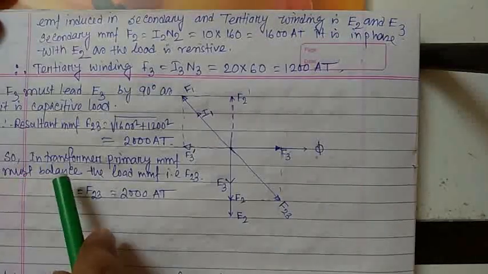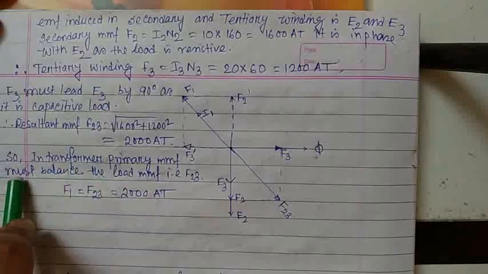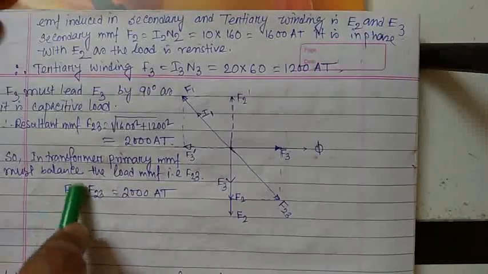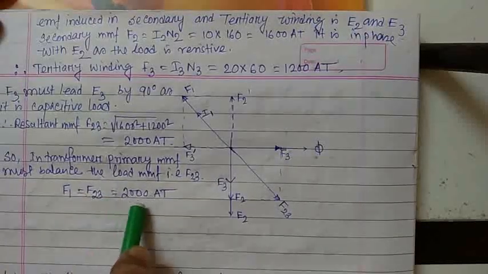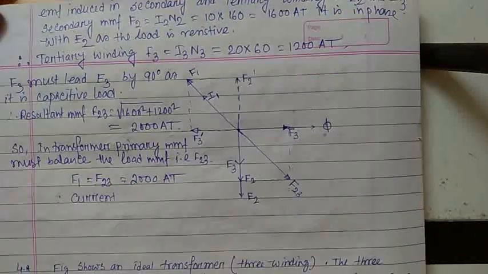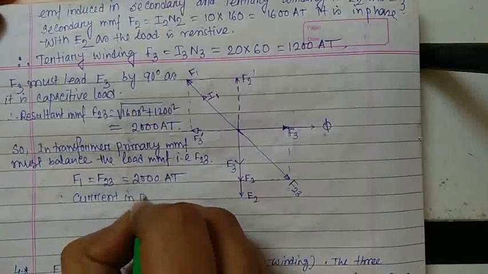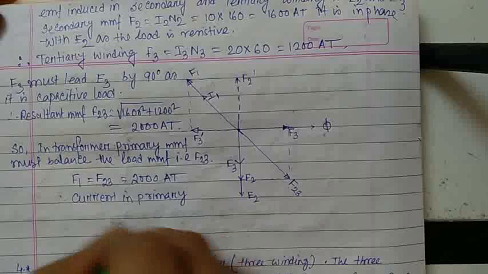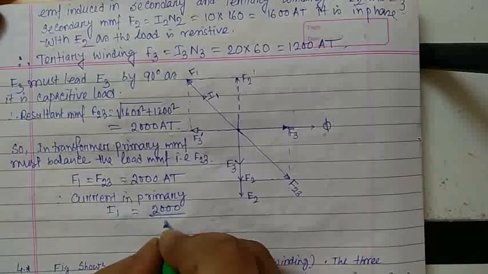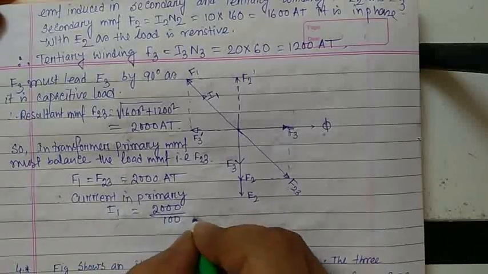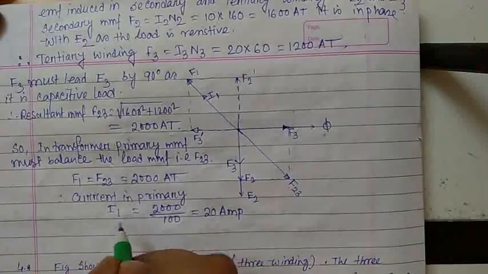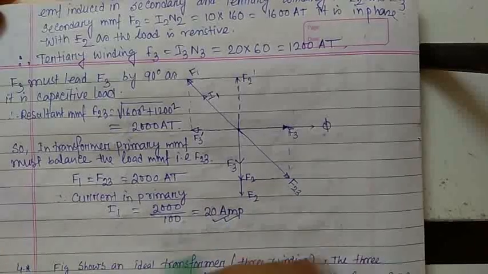Again, we know that the transformer primary MMF must balance the load MMF. Here the load MMF is F23, so F1 is equal to F23, that is 2000. So the current in the primary, that is I1, is 2000 divided by the primary number of turns, that is 100. So 20 ampere current in primary. The I1 value is 20 ampere.